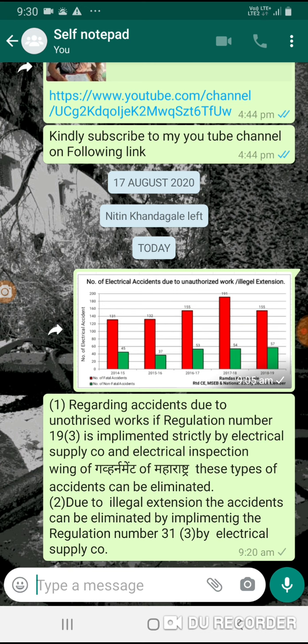I am required to say this with very deep pain in my heart. And hence, I request apex authorities of the electrical supply company and government kindly look into this matter seriously and issue necessary instructions in the field to avoid all such types of accidents, which is a great loss to the nation. And finally, a big loss to the pocket of every citizen in the form of taxes. Again, my humble request to eliminate all these accidents.